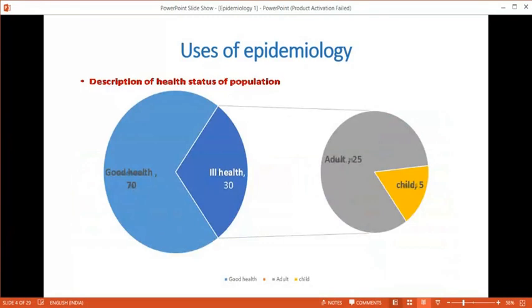And then the next one will be the distribution of the health status of the population. How many are having good health? How many are among those who are diseased? How many are adults? How many are children? And it can keep on describing it.